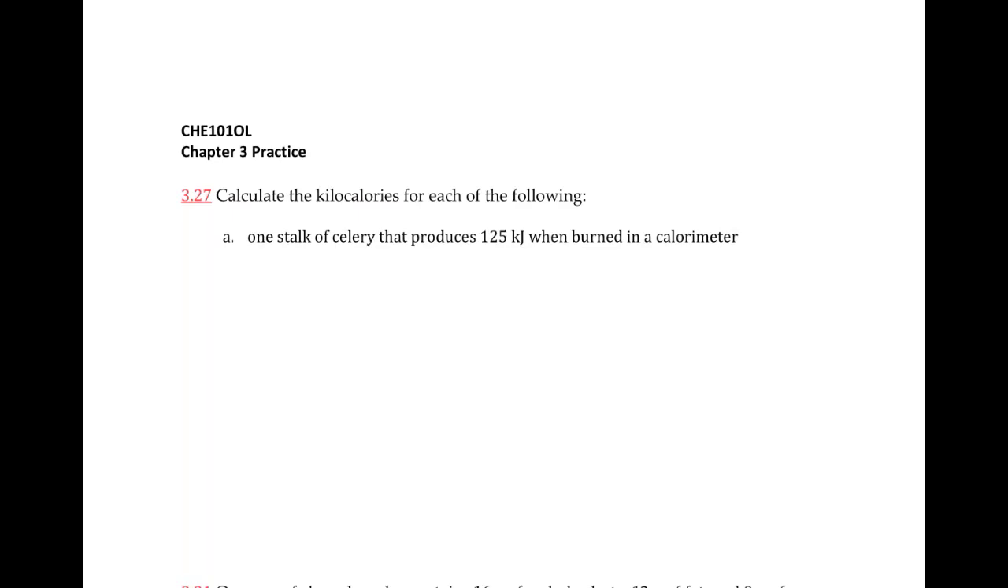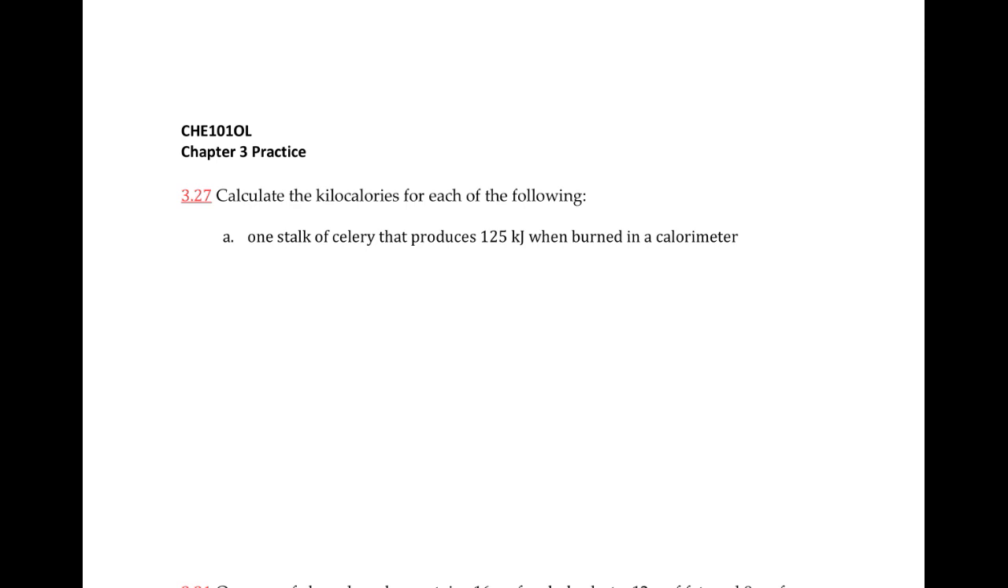Let's take a look at a couple of practice questions from Chapter 3 from our textbook. So the first question I chose is: calculate the kilocalories for each of the following. I just chose one part of the question. Part A: one stalk of celery that produces 125 kilojoules when burned in a calorimeter.